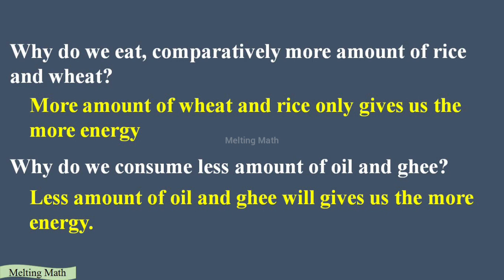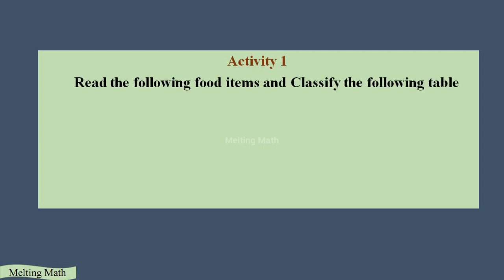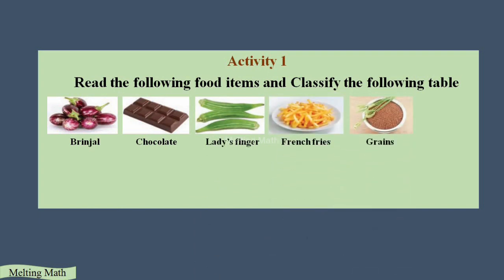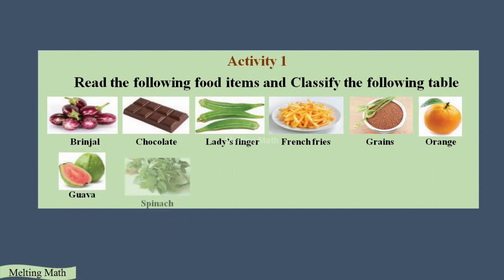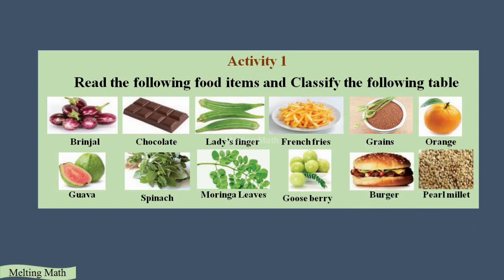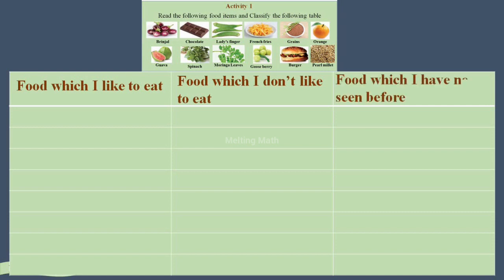Next, we are going to see one activity. Read the following food items and classify them in the table. Here they gave some food items: brinjal, chocolate, lady's finger, french fries, grains, orange, guava, spinach, moringa leaves, gooseberries, burger, pearl millet. Now we are going to separate the food I like to eat, the food I don't like to eat, and the food I have never seen before from these given food items.